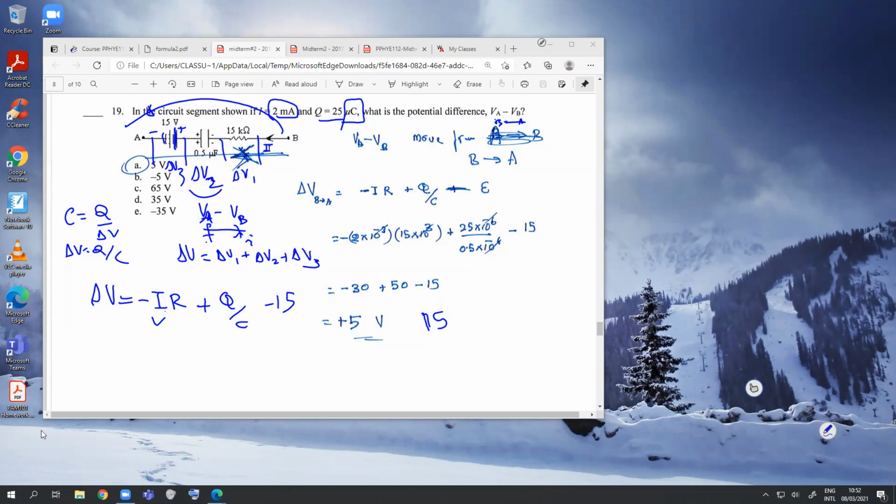There's a question, Abdulaziz. If it was VB minus VA, yes, exactly. Yes, Abdulaziz, correct, you're right. Because everything will be reversed, right? So you will have plus 15 and minus 50 and plus 30, which will add to minus 5. Very good.